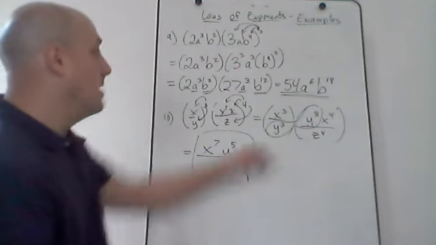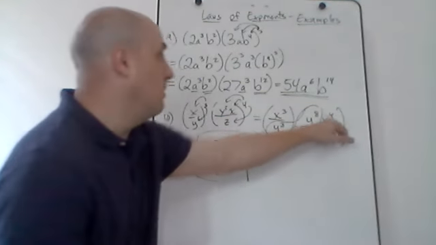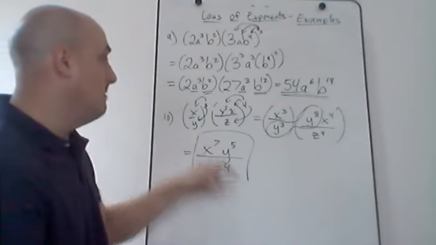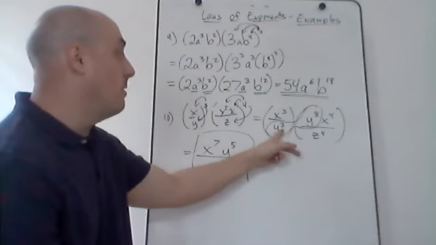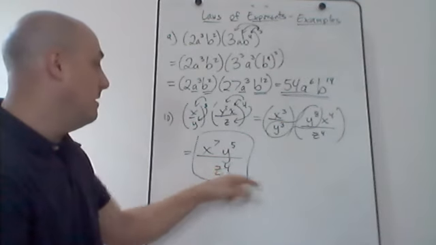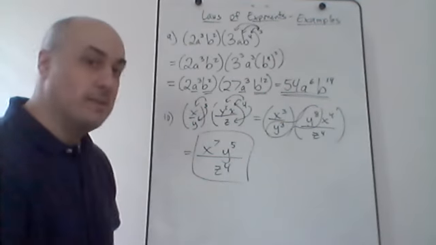All right, so here I combine the x's, x to the 3rd, x to the 4th. They're both in the numerator, so I multiply them. I add the exponents, x to the 7th power. The y to the 8th over the y to the 3rd. One's on the top, one's on the bottom, so I subtract. I get y to the 5th. And then the z to the 4th all by itself there.